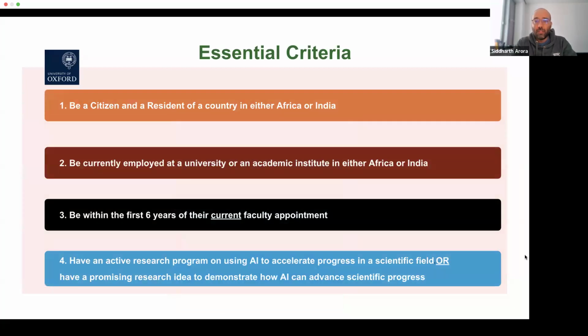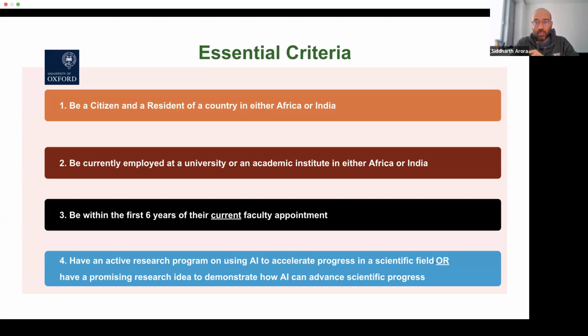Thanks, Ben. So now coming to the point, who can apply and how to apply. These are essential criteria. You have to meet all these criteria. The first one is be a citizen and a resident in Africa or India. The second is be employed at a university or an academic institute in India or Africa. Third, be within the first 6 years of the current appointment.